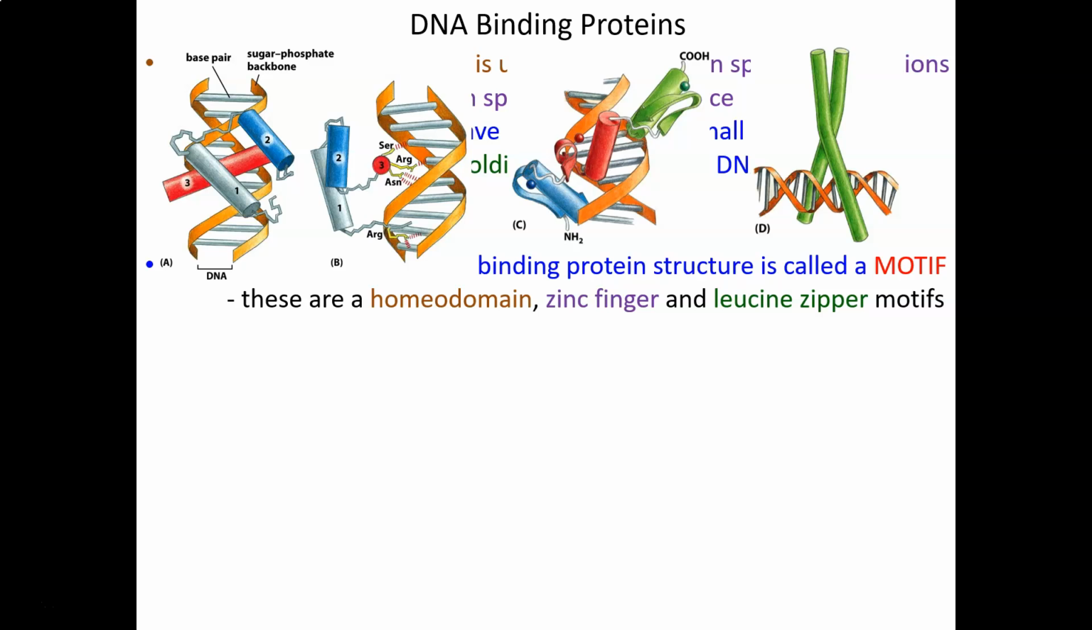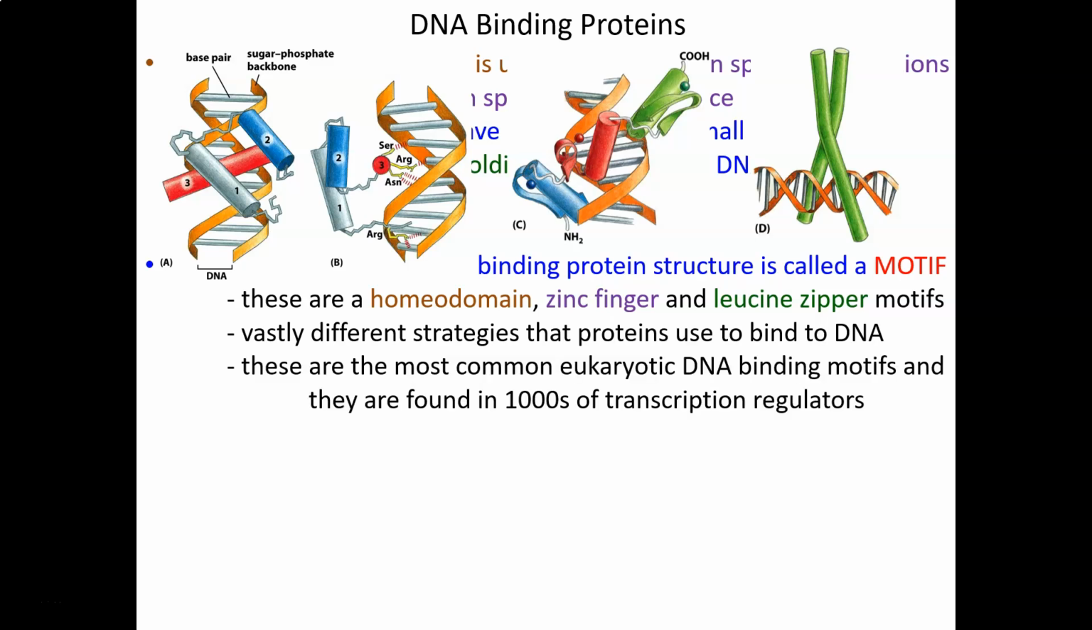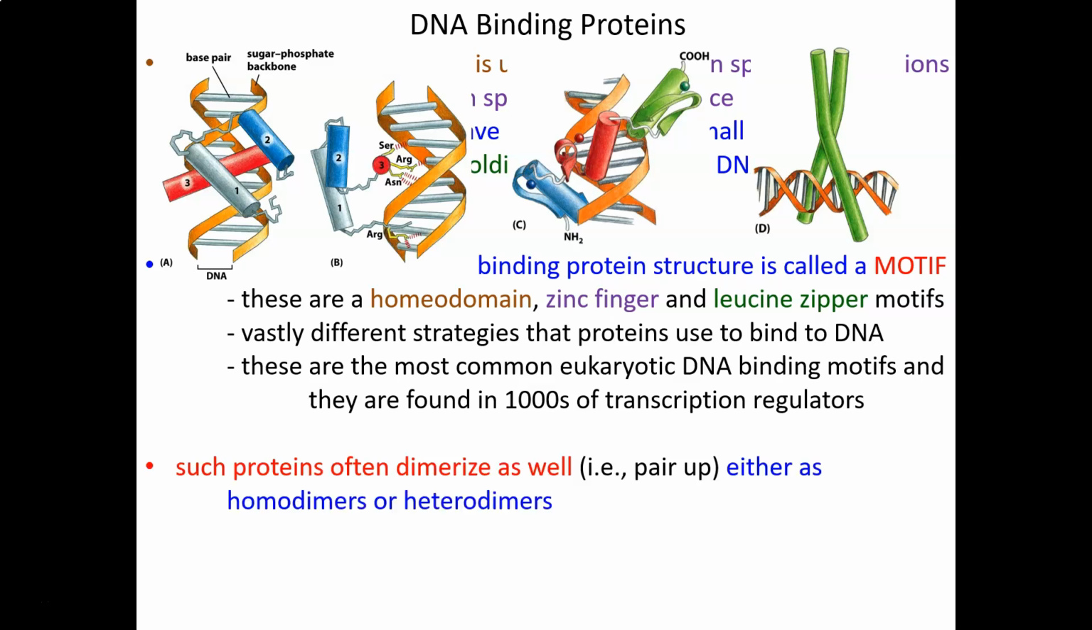For example, ROX1 belongs to a family called HMG proteins, which have their own unique DNA binding domain. So again, vastly different strategies that proteins use to bind to DNA, and then specificity comes from the actual amino acids that are present in these domains, giving those interactions in the major groove. Again, these are the most common eukaryotic DNA binding domains and motifs. There are thousands among transcriptional regulators alone.